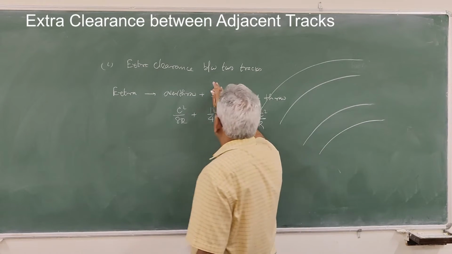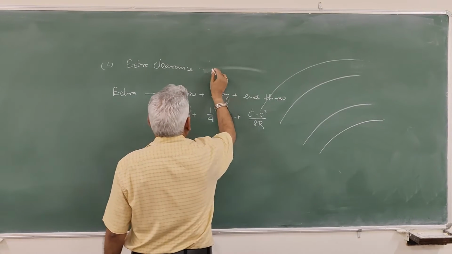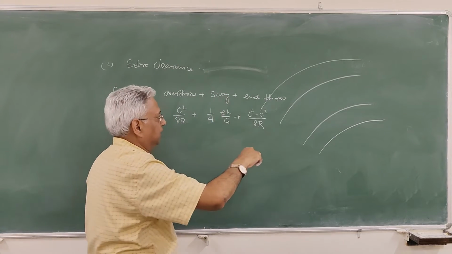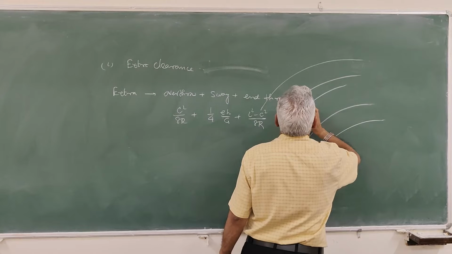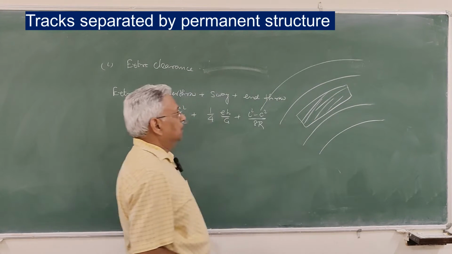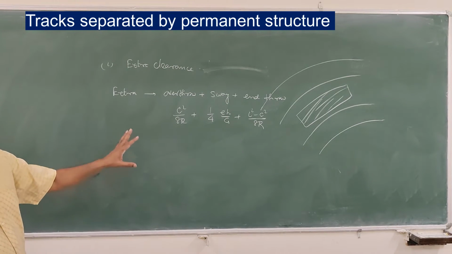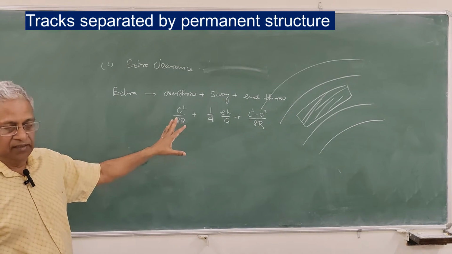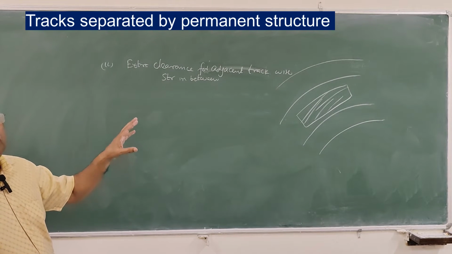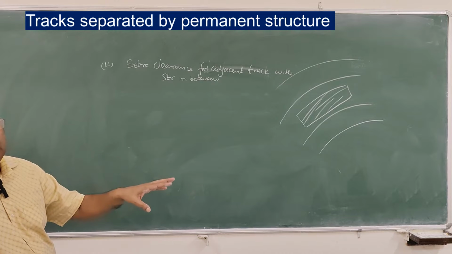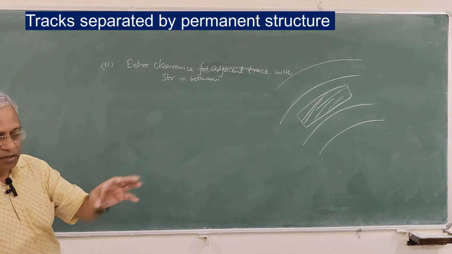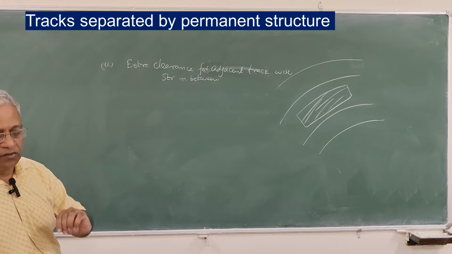Extra clearance required between the two tracks when you have a structure between them: in this case, two tracks are considered independently, and the extra clearance because of overthrow, end throw, lean, sway, all are considered and provided as in the case of a normal track on a horizontal curve.